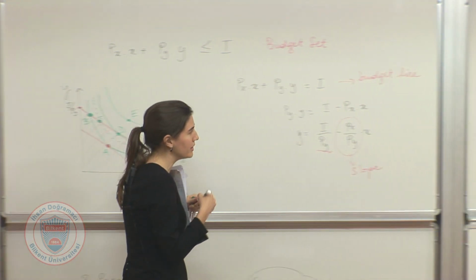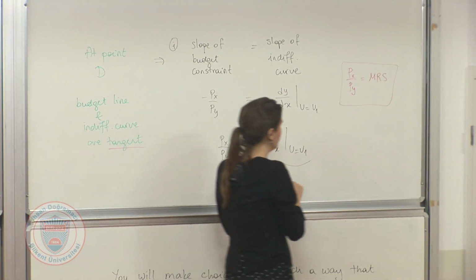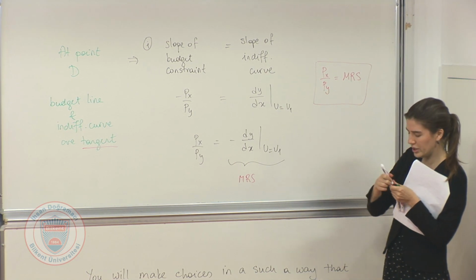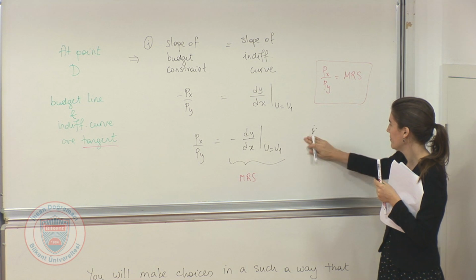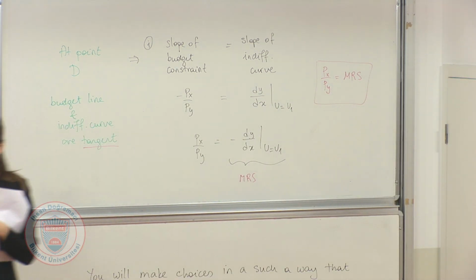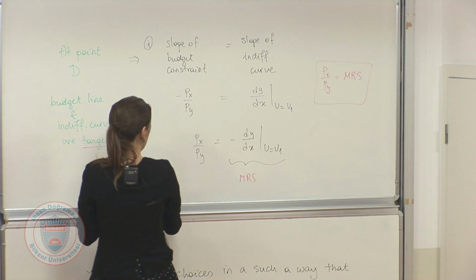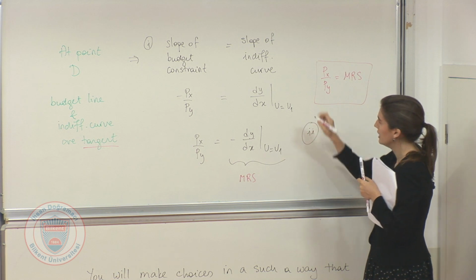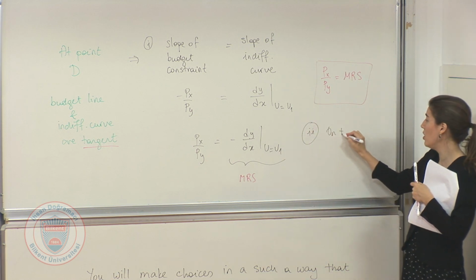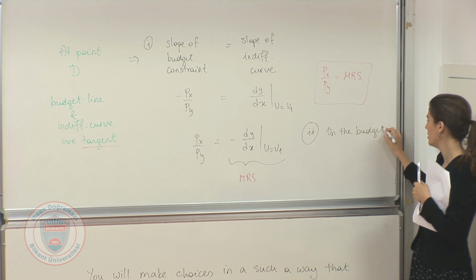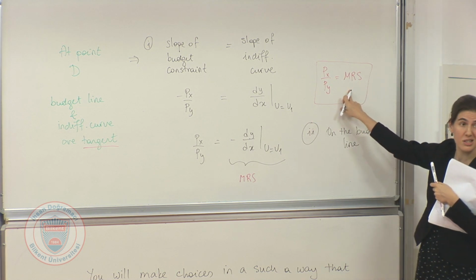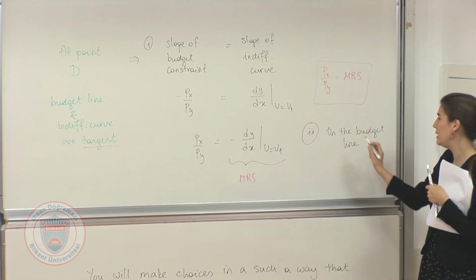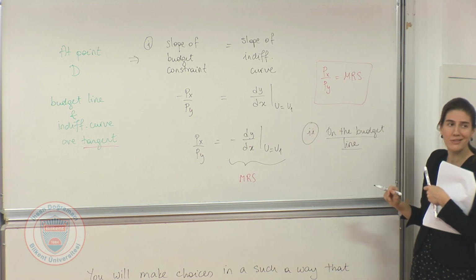when we say they're tangent, you see this slope condition is not enough. There should be a second condition, which I'll write here: we should be on the budget line. So for instance, this first condition is satisfied at both point A and D, but it should be on the budget line. So at point D, we also have this.